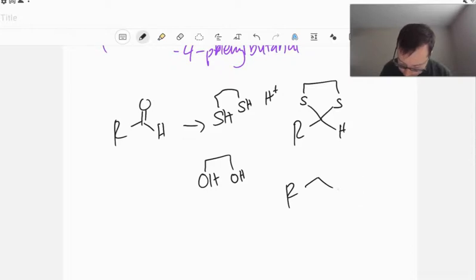Those two would be equivalently good. Either of those would be good choices to protect something.